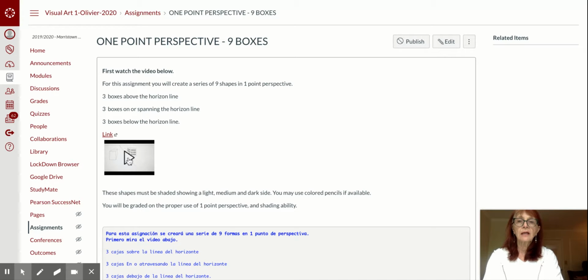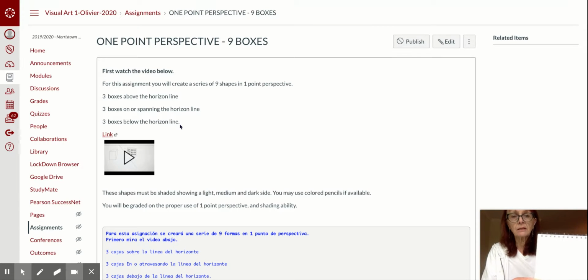You're going to draw a horizon line. And then you're going to draw 3 boxes above the horizon line, 3 boxes on or spanning the horizon line, and 3 boxes below the horizon line. Okay, so that's 9 boxes. I strongly suggest that you start with the face of the box, whether it be a cubic box with a square face, or a rectangular box with a rectangular face. Start always with that shape. Start with a shape that is parallel to your view or to the picture plane, like so.